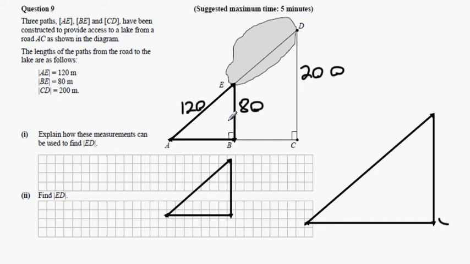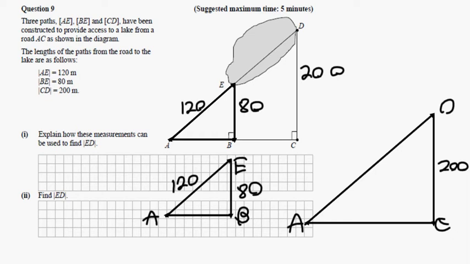Now, what we can see here is that if I was to draw the triangle ABE, which is a smaller triangle, this is 120 and this is 80. Then I have to draw the triangle ADC, where this is 200. Okay? Now, what we're going to find out next is that A is the common angle. We know that this one here, ABE, is 90 degrees, same as that angle there.